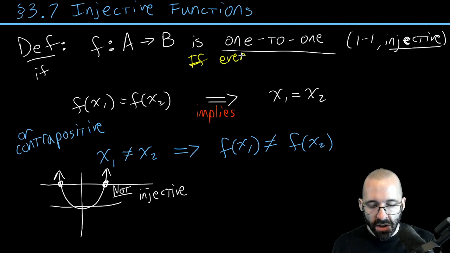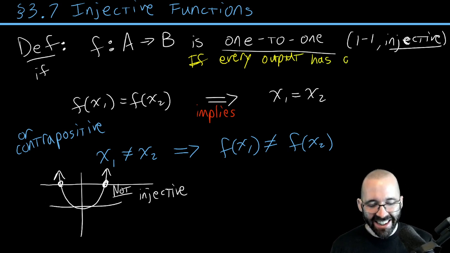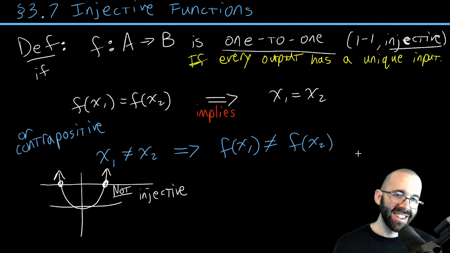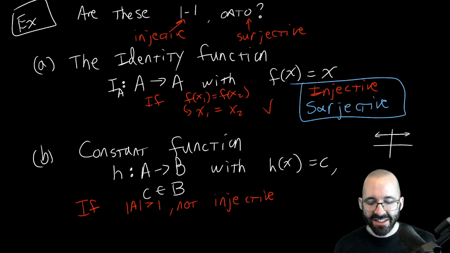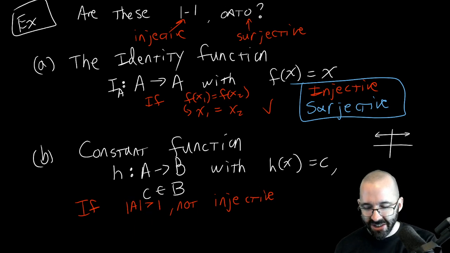If every output, I don't know how to spell output. Gosh, that was bad. If every output has a unique input, I should have just erased it. I did much better on input. Okay. So that's just another way of thinking of injective. And that's certainly not the case unless our domain is really, really small. So who knows? And then what about surjective?